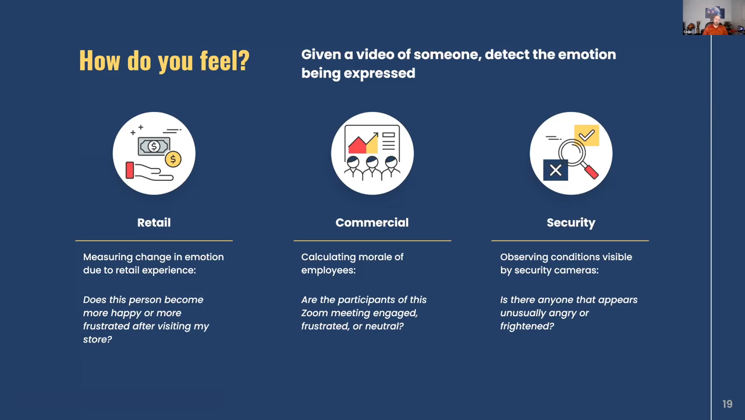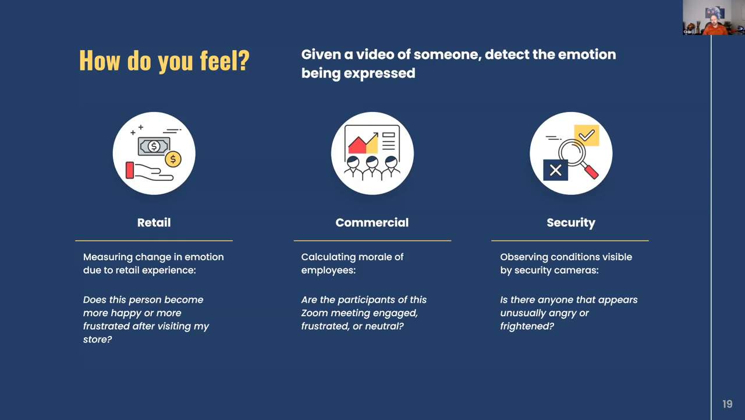In the security world, it's just a matter of monitoring the emotion that you're able to see on the people within a given camera. So the question would be, is there someone who looks unusually angry or sad or other extreme emotions not being expressed by people that are otherwise in the frame?